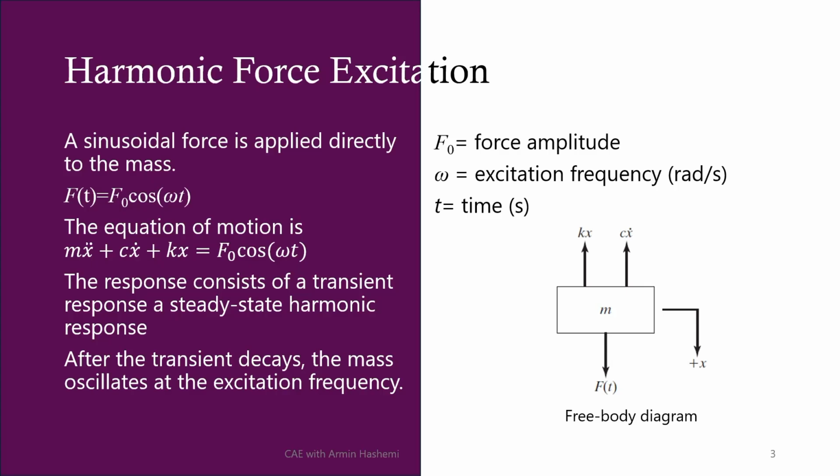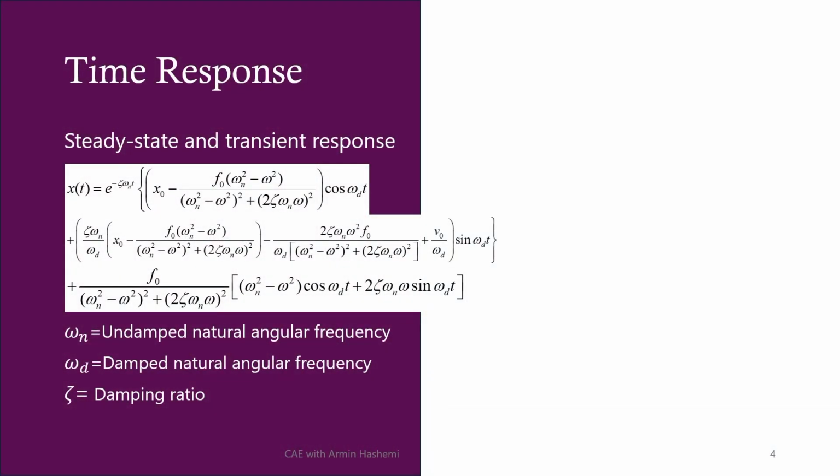The transient response depends on the initial conditions and gradually disappears because of damping. Once the transient response has decayed, only the steady-state response remains. This equation represents both the transient and steady-state responses. However, as the number of degrees of freedom increases, the equation becomes much more complicated. Therefore, numerical methods are usually the preferred approach.